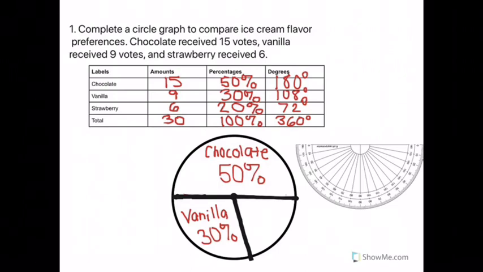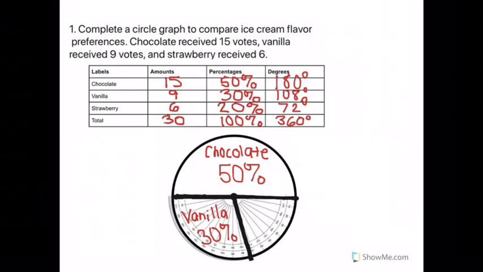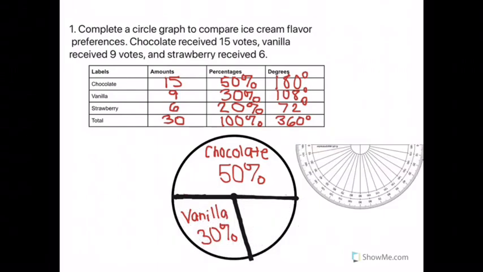This last sector, I don't even need to measure with my protractor. You could, to double check that it is indeed 72 degrees. So here I move the protractor back over so we can see that it is a 72 degree angle. Then inside, write strawberry. Do not write 72 degrees. You always write the percentages inside. So strawberry received 20% of my votes.